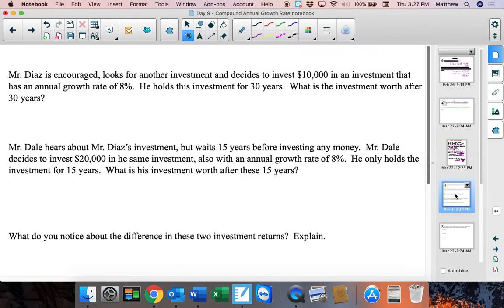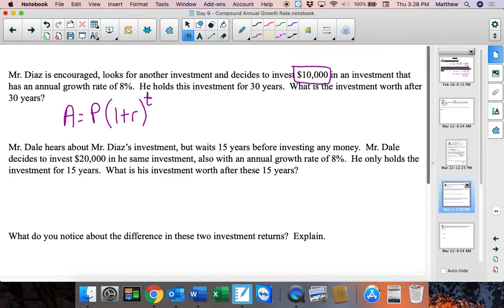Okay, so let's look at a couple of other examples. Mr. Diaz is encouraged. He looks for another investment and decides to invest $10,000 in an investment that has an annual growth rate of 8%. He holds this investment for 30 years. What is the investment worth after 30 years? So again, our formula, the amount we have after a certain period of time, is P, principal, what we start with, times this growth factor for a certain number of periods, T, a certain number of years.